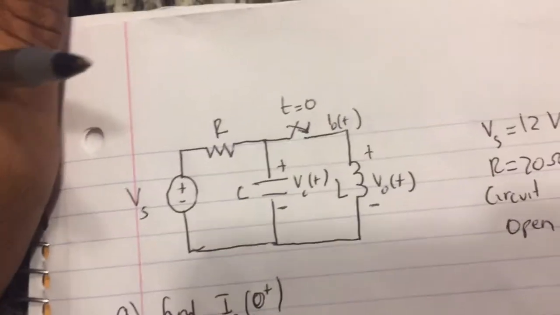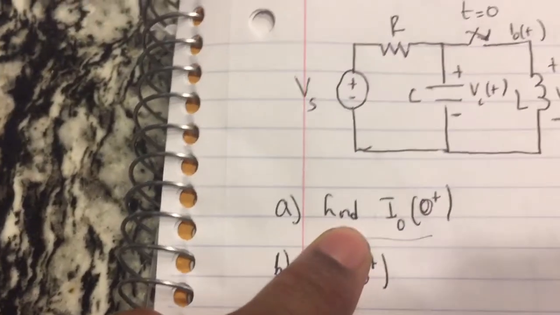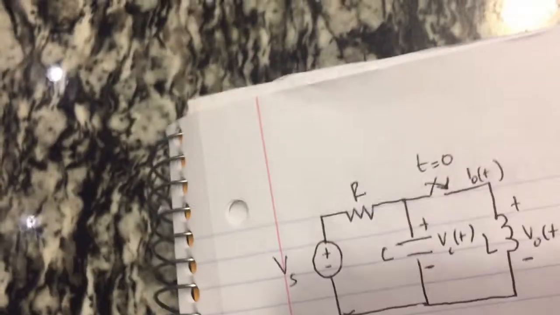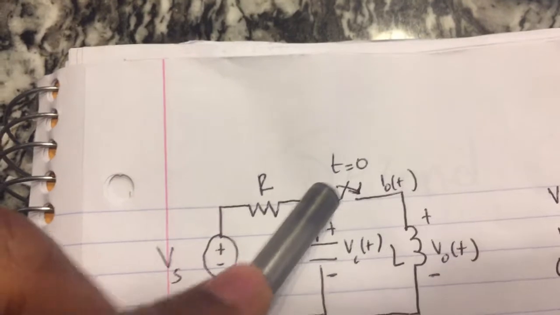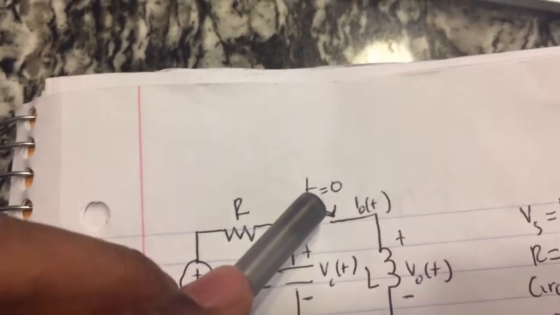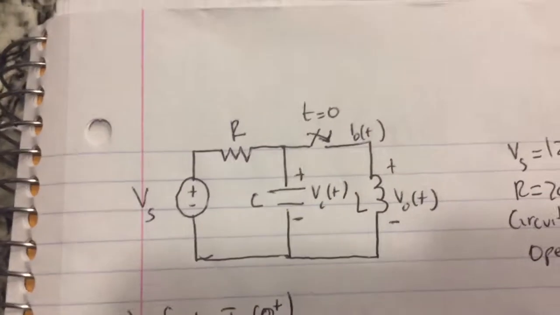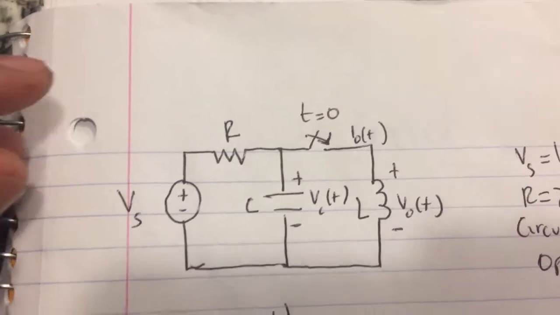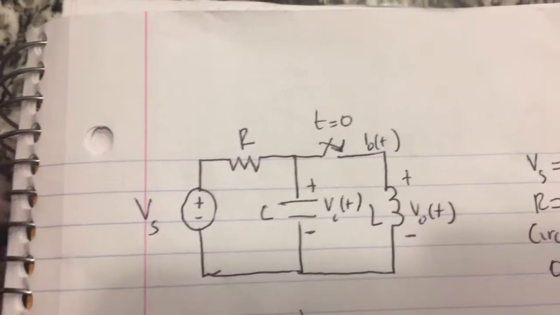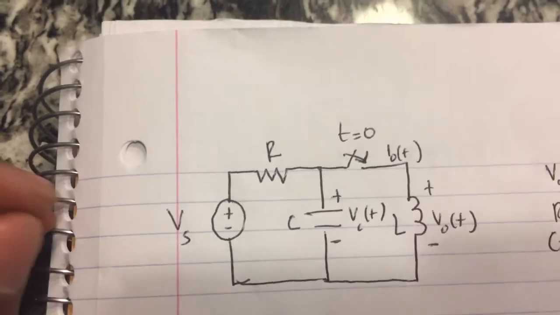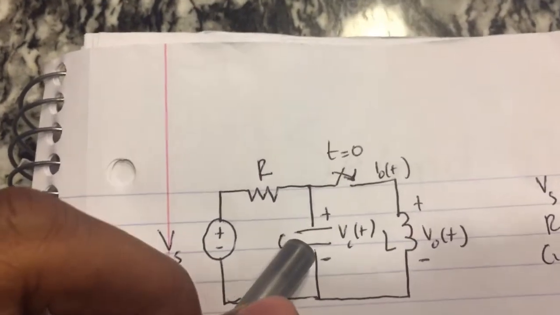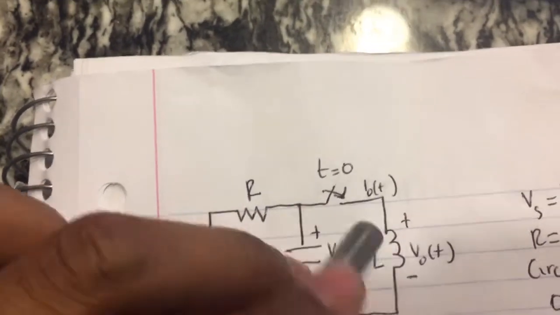Okay, first things first, let's find i₀(0+). Alright, at 0 plus, and notice that there's a switch here, and that means it closes at t equals 0. So this tells you that the circuit has been open for a long time, okay? For a long time. So that means this is going to be an open circuit, and this is going to be a short. Alright, let's do this.